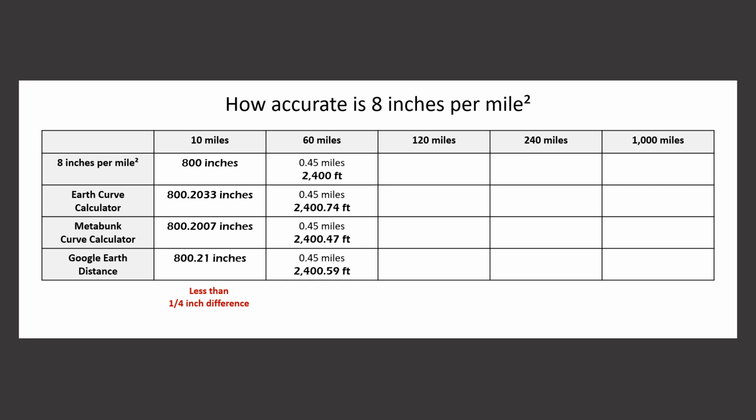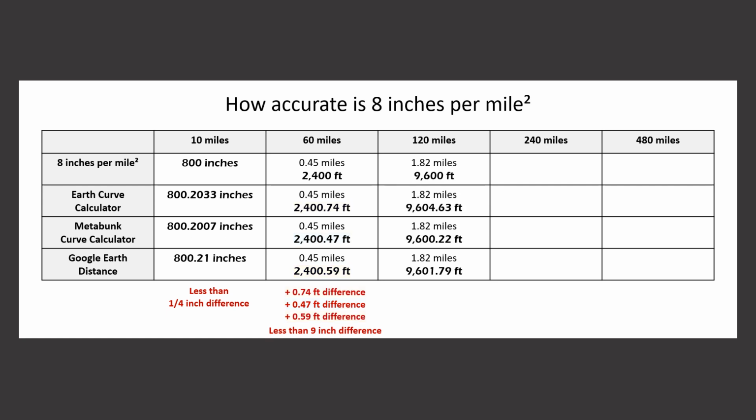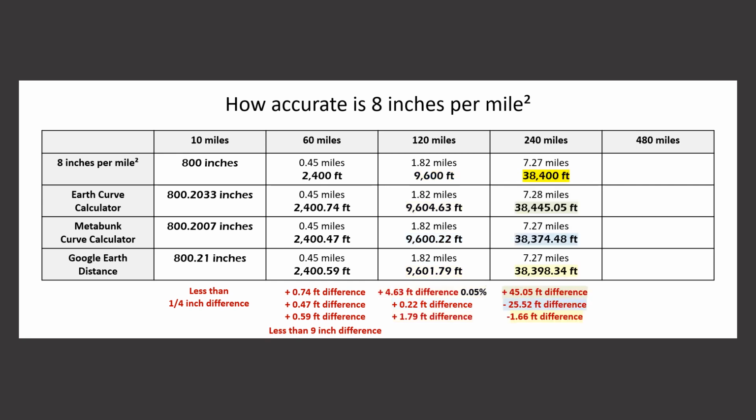These are the 60-mile calculations for drop in feet. Now the Earth curvature calculator has the largest difference at 0.74 feet, but this is less than a 9-inch difference. Here are my calculations for 120 miles. And again, it is the Earth curve calculator that has the largest difference at plus 4.63 feet. But this is a very small 0.05% difference.